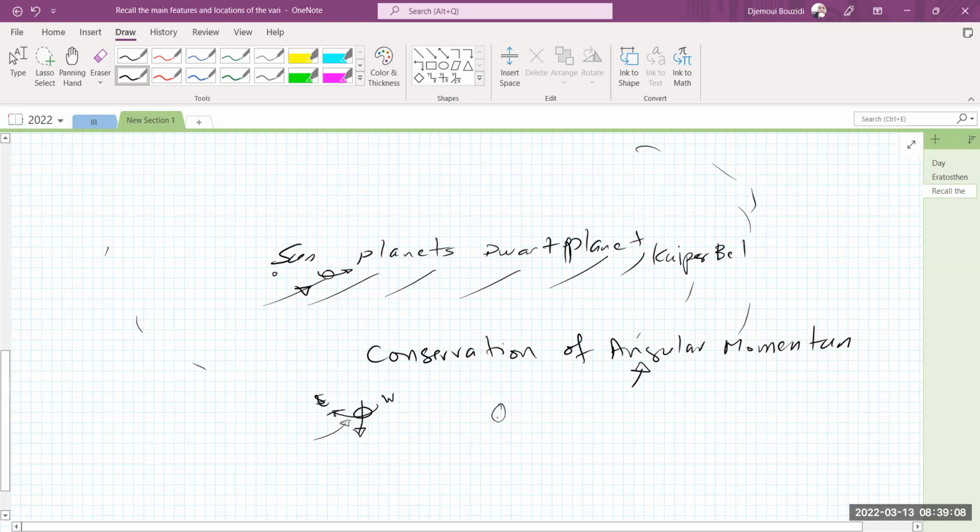Uranus seems to be spinning at a 90-degree angle with respect to, so this is its axis of motion, then this is its revolution around the sun. So again, there is an exception in here. It's not exactly 90, but roughly almost 90. And the same thing, this is not exactly 180, but very close to it.